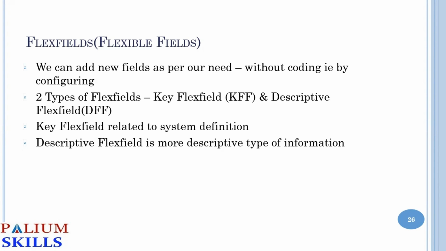Now, in descriptive flex field, it is more in the nature of descriptive information that we are tracking within the application. Descriptive information meaning something like list of banks, or list of bank branches, or somebody's name, or somebody's email address, or list of employees, list of managers. These are all examples of descriptive type of information that we can hold in the application.